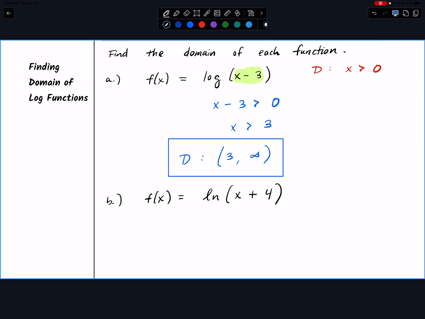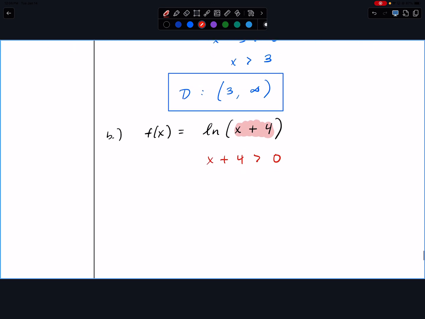Okay, same idea. We want the inside to be positive. So we're going to say that x plus 4 is greater than 0. Subtract 4 from both sides. So we get that x has to be greater than negative 4. Which tells us that our domain is what? Yes, negative 4 to infinity.